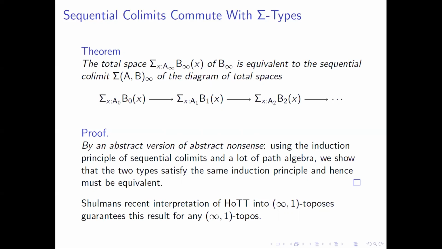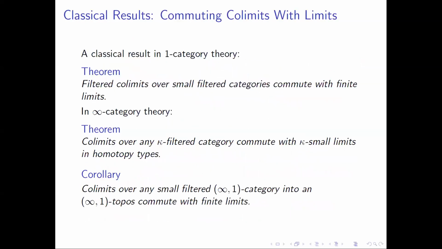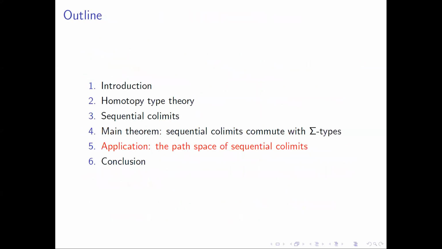And of course, since we have a proof in homotopy type theory, and Mike Schulman has recently shown that we have an interpretation of HoTT into infinity-one toposes, this implies the corresponding result for infinity-one toposes, which we already knew anyway by the previous slide. But this is a different proof.